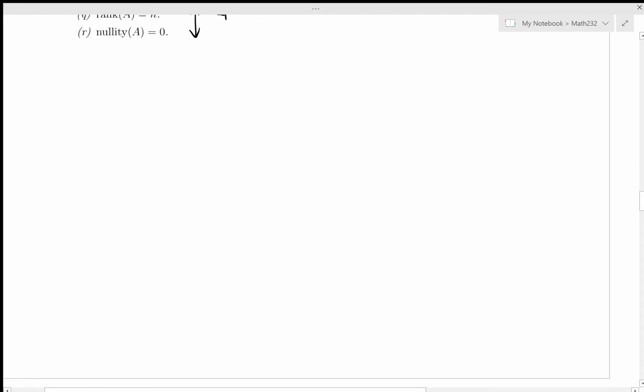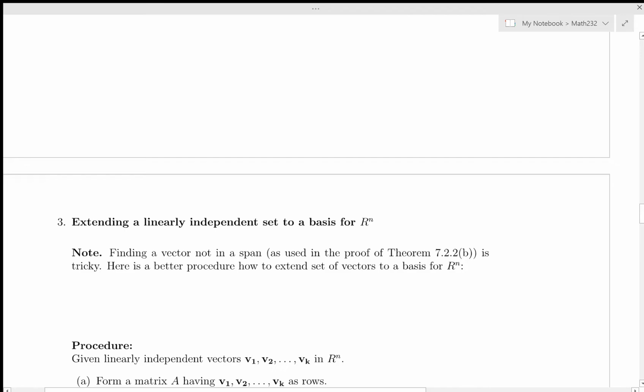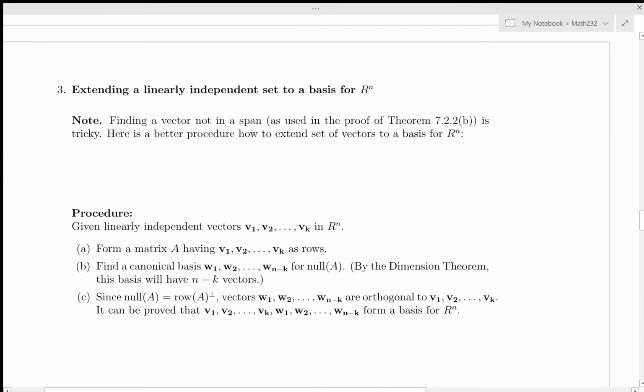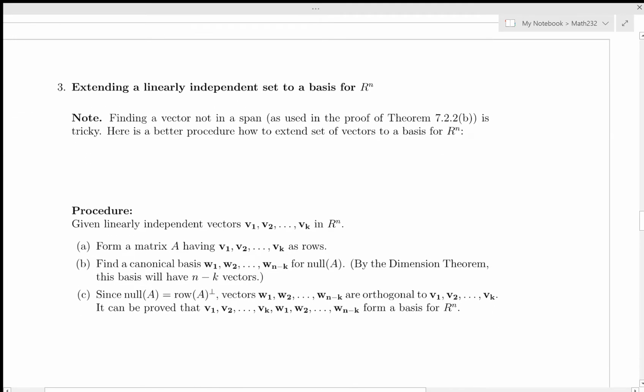Let's see what we can perhaps use some of this stuff for. Imagine that we have some number of vectors that are linearly independent, a set of vectors, but we don't yet have a basis for Rn, and we want to extend that set and manufacture a basis for Rn. That's actually sometimes not super easy to do.